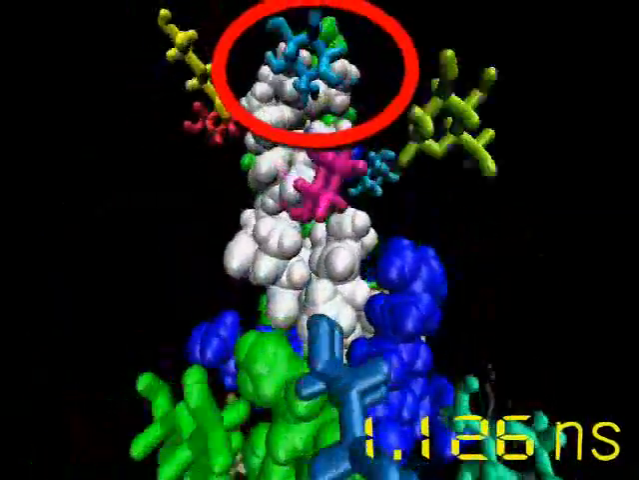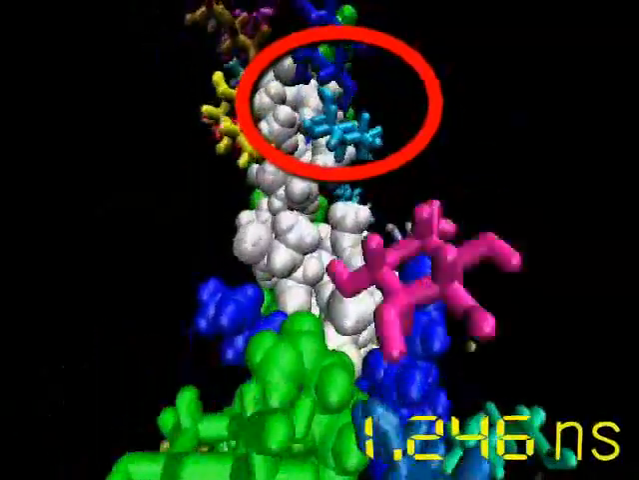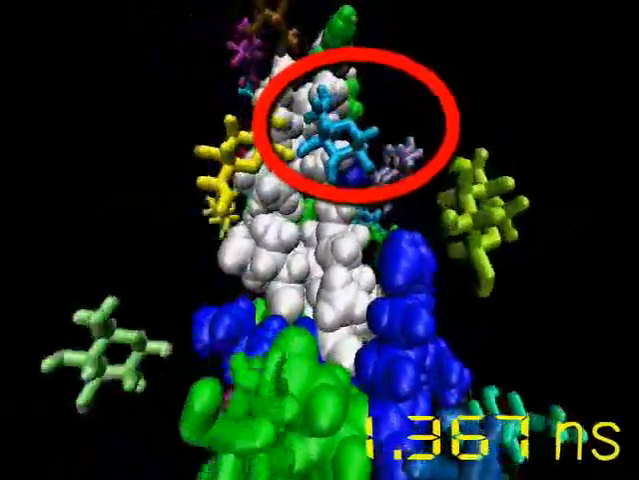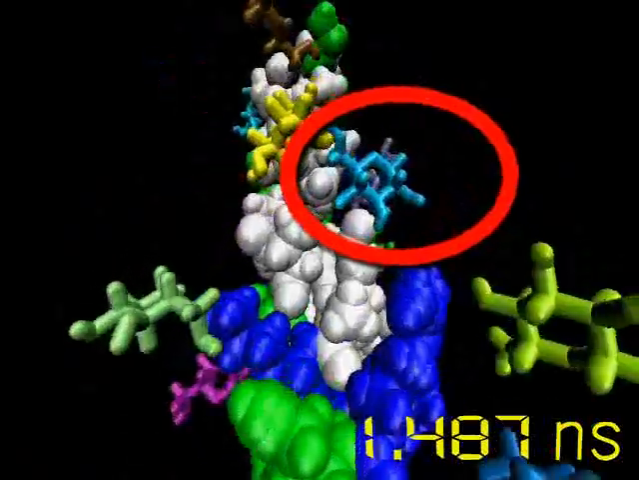Residence times are long. Take for instance the blue glucose. It stays in contact with a protein for about 2 nanoseconds.